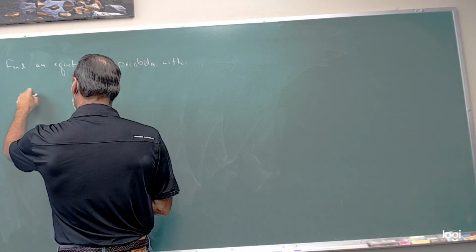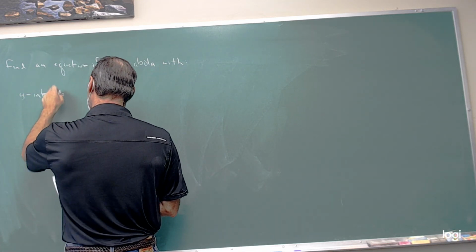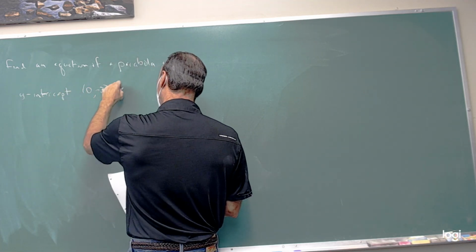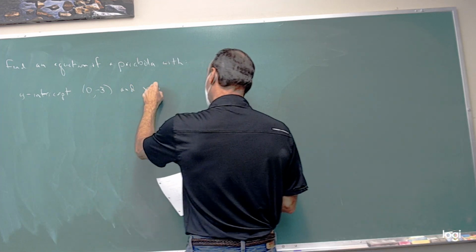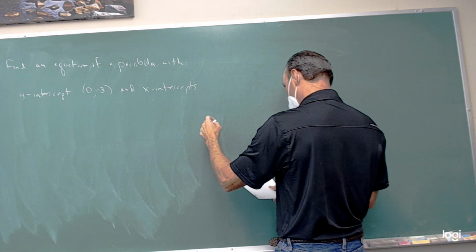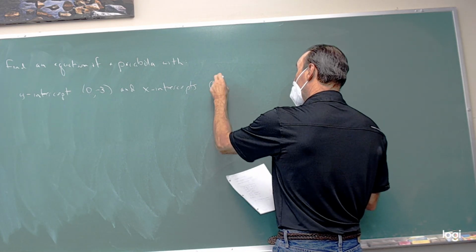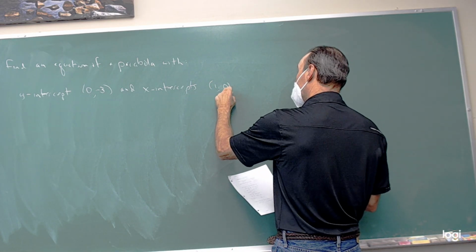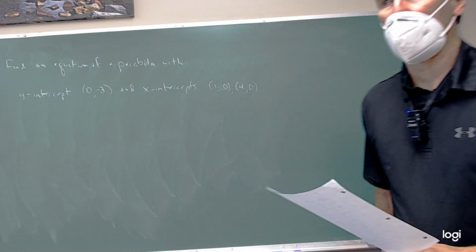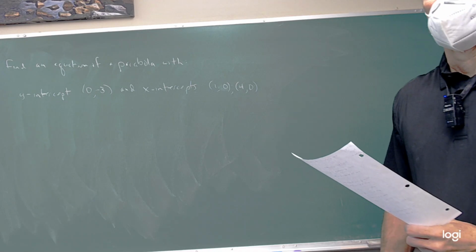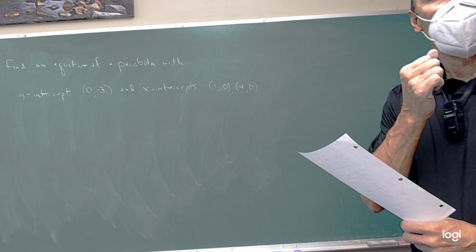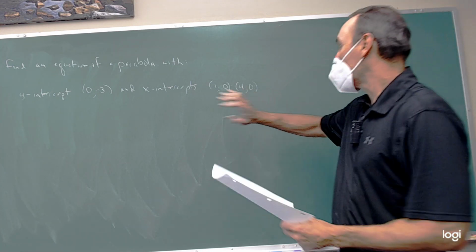The y-intercept, I will tell you, is (0, -3), and the x-intercepts are going to be (1, 0) and (4, 0). That's it. But that's enough. So, how do we start?